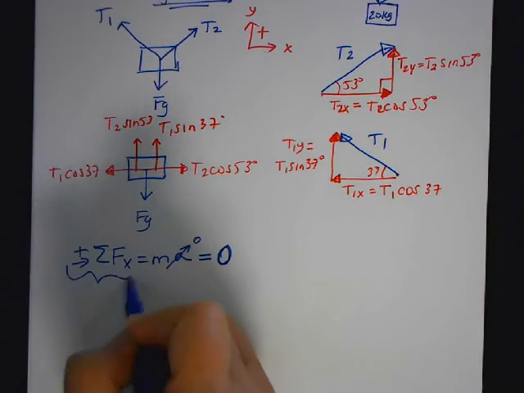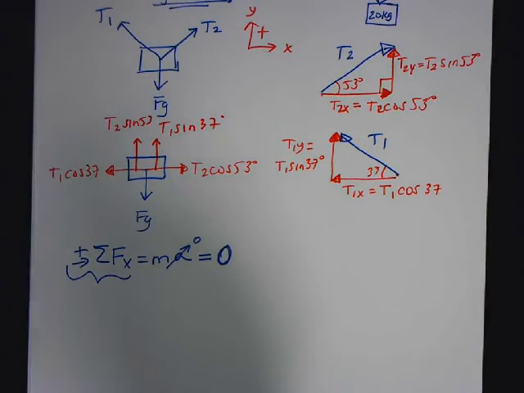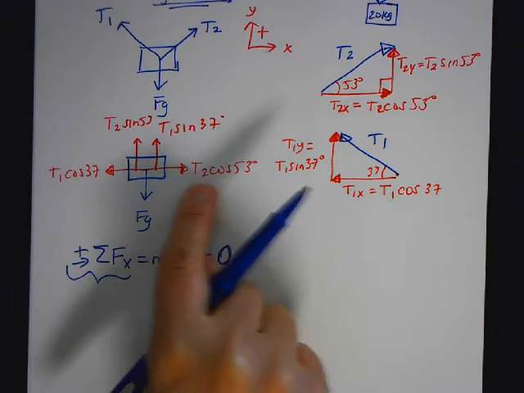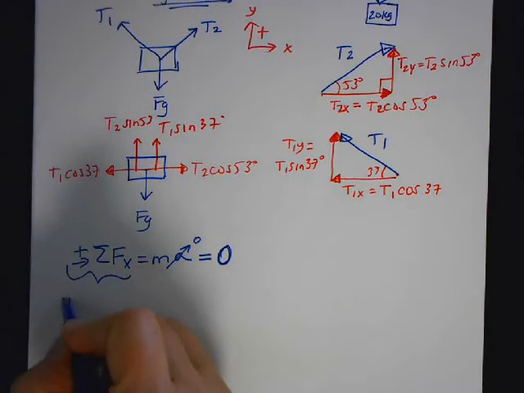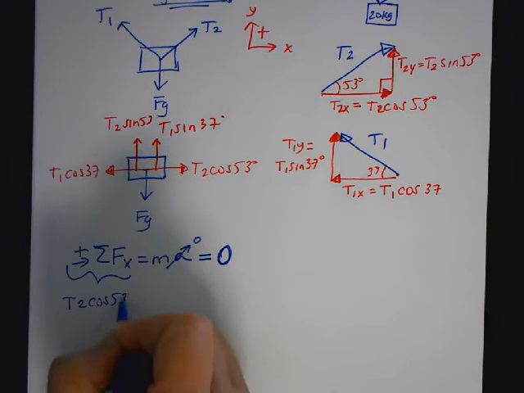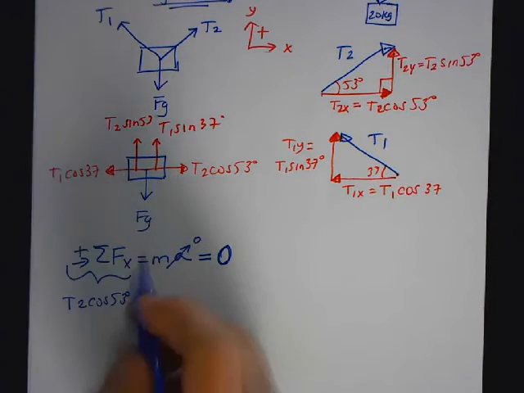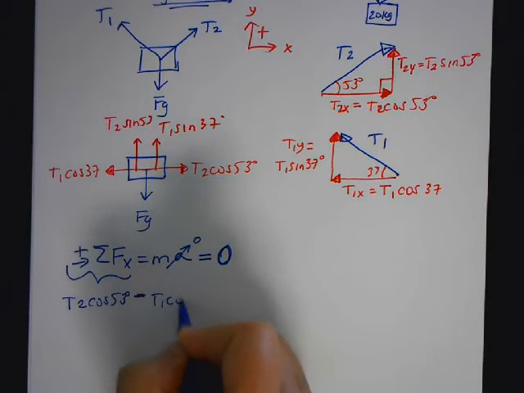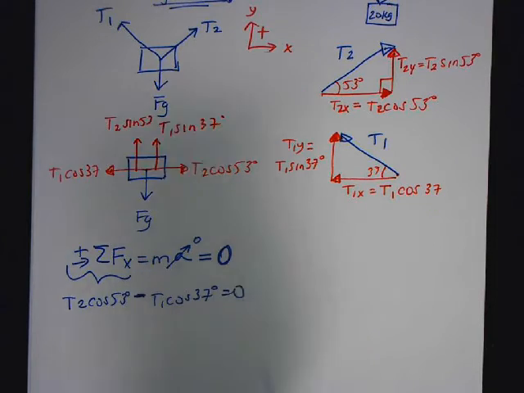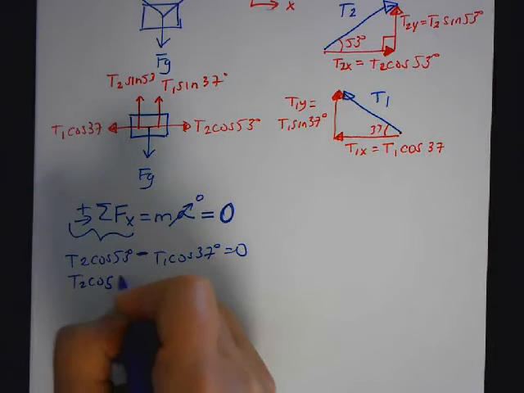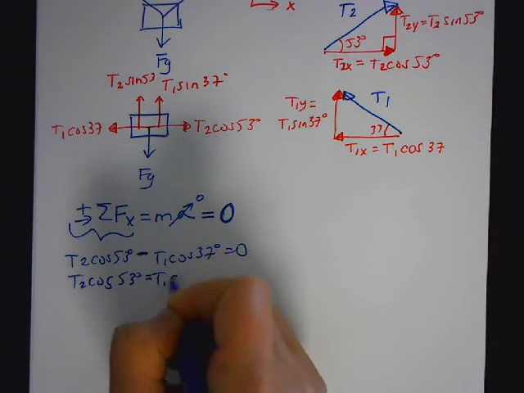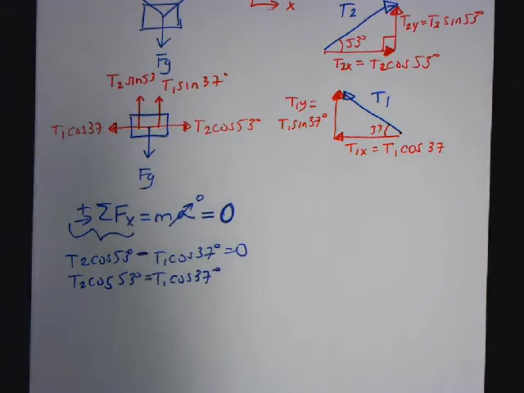So now I'm going to look at my diagram and I'm going to say what forces are going in the x direction. So T2 cosine 53 is going to the right, so that's positive. So T2 cosine of 53 degrees. This one is going to the left, so that's negative T1 cosine of 37 degrees is equal to 0. Now, that means T2 cosine of 53 is equal to T1 cosine of 37. I'm going to substitute one in terms of the other. It doesn't matter. My problem is I have one equation and I have two unknowns.